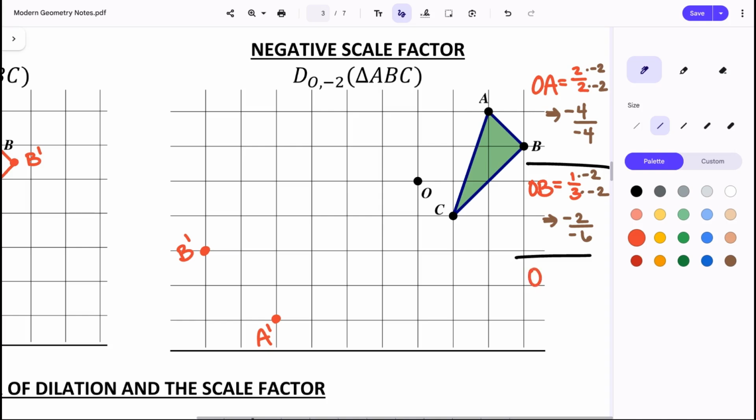And last one here, OC, what's my slope? -1. Good, -1, +1. If you take those times a -2, what do you get? 1, 2. +2, -2. Good. So up 2 this time and left 2. And there's your C prime. And then just connect those. Ooh, almost had it.